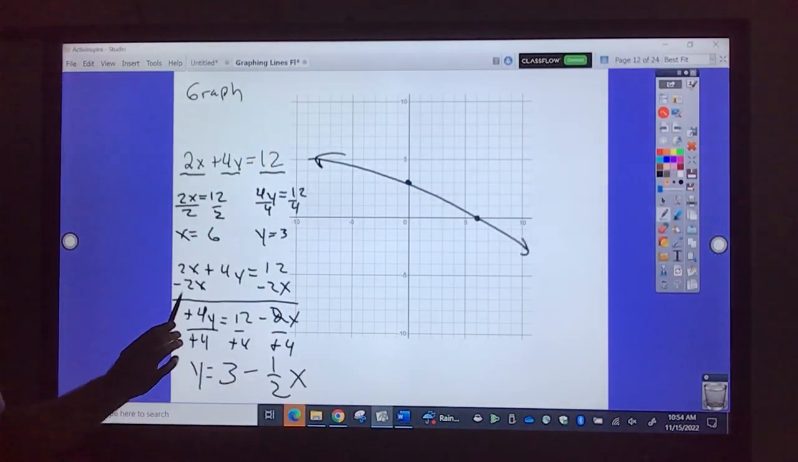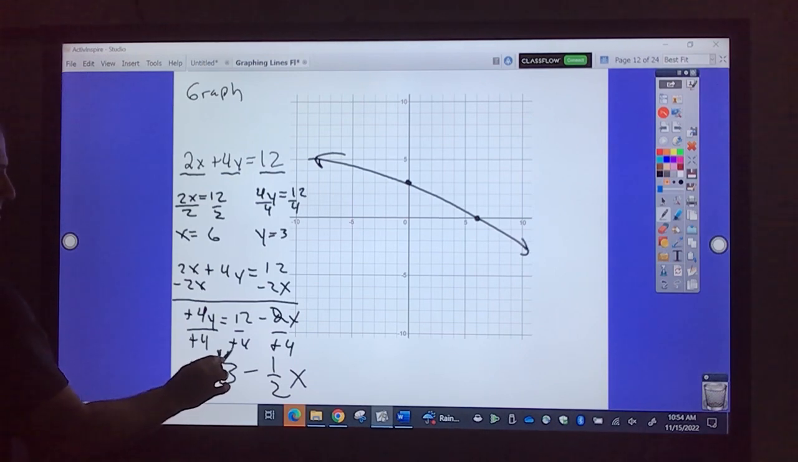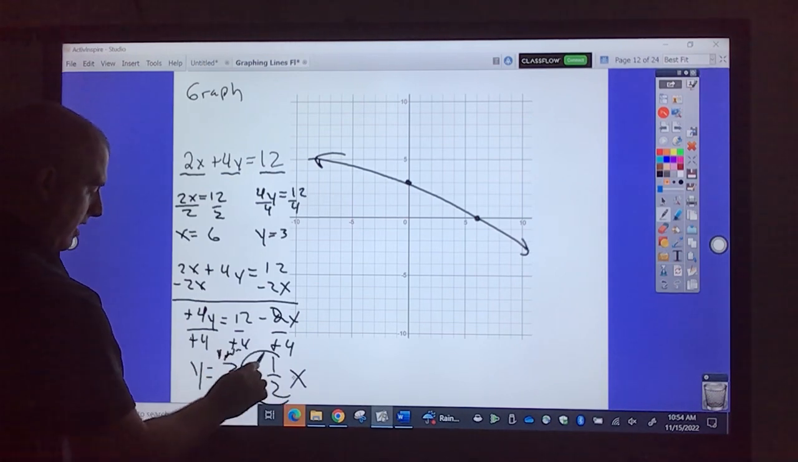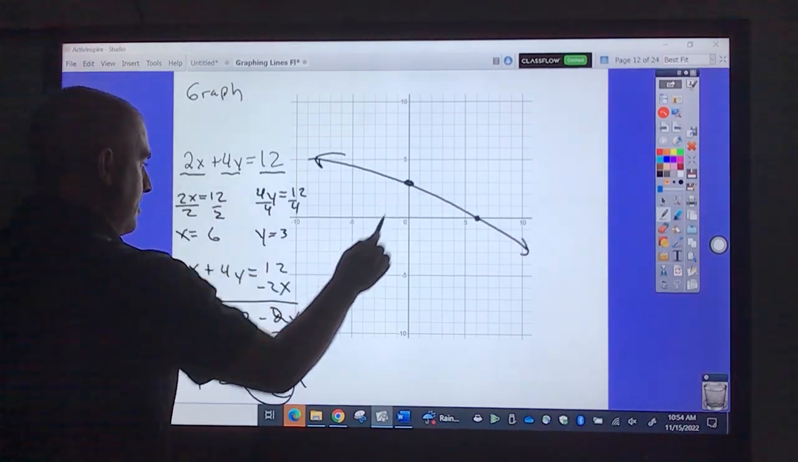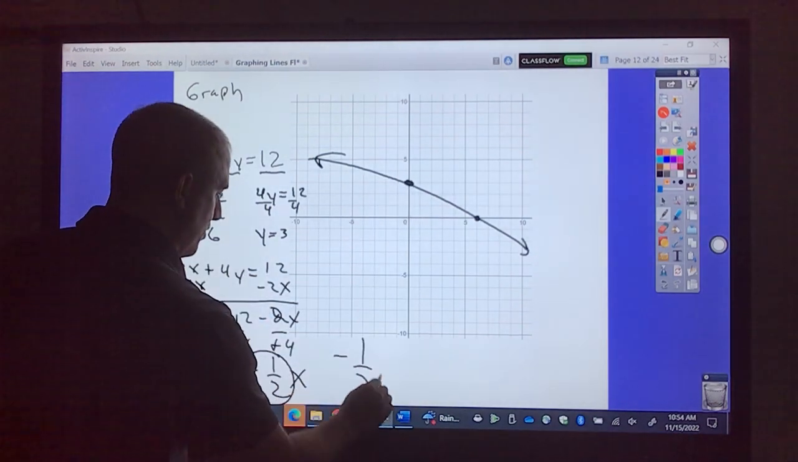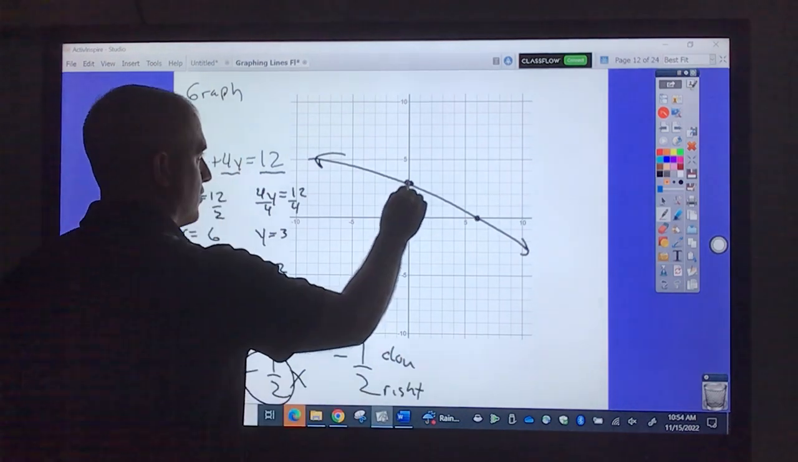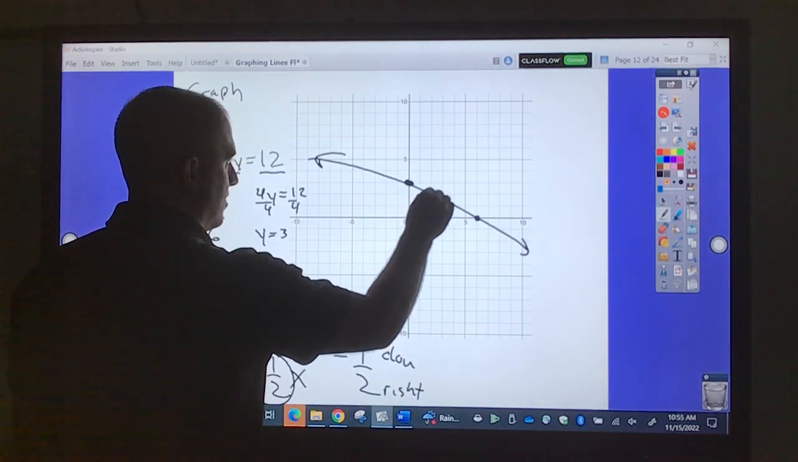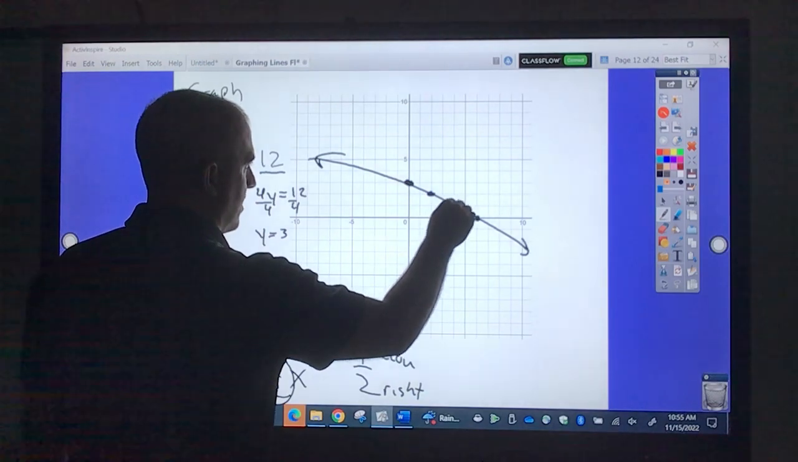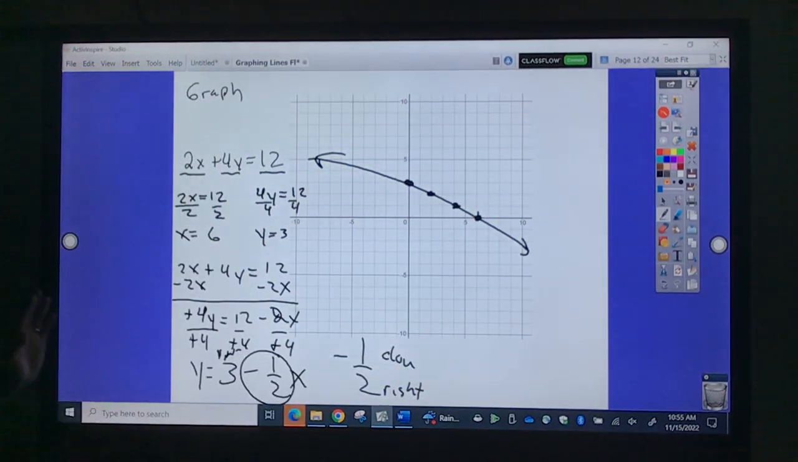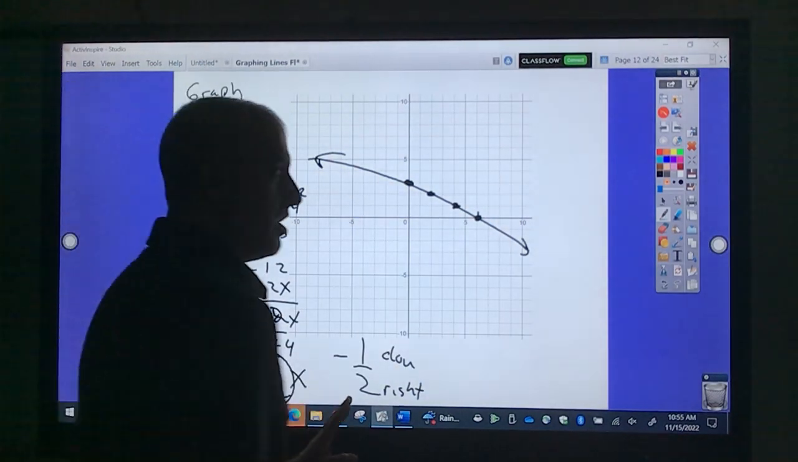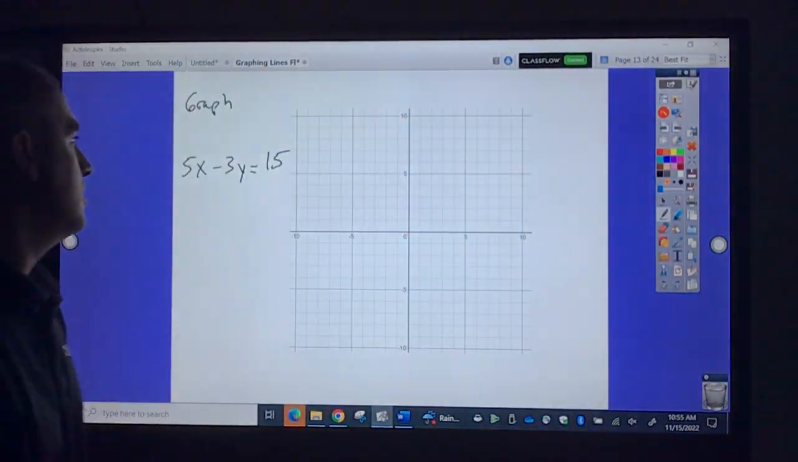Now, remember, the y-intercept is here. This would be my slope. So my y-intercept is 3. My slope is -1/2. What does that mean? 2 right, 1 down. 2 right, 1 down. 2 right, 1 down. Boom. So there's 2 ways you can do those problems. Whichever one you want to do, you can do.